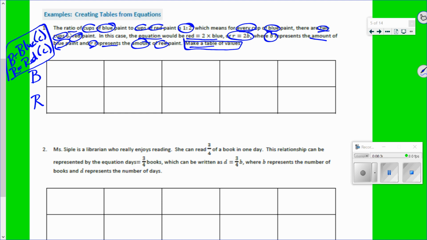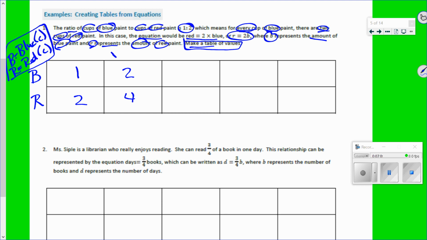Okay, guys, so look at this. What's my first entry going to be, Cameron? So what goes under the B? 1. What goes under the R? 2. Okay, what's my next entry going to be? Ready? 2, 4. How'd you get that?